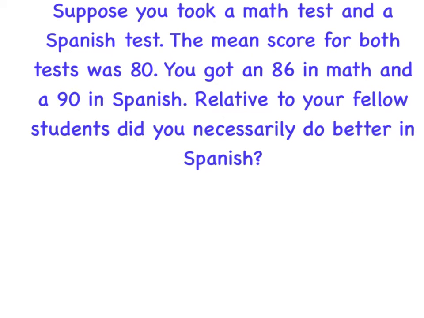Here's what I thought was a really neat scenario and question to get our thinking in the right frame of mind for tonight. It says, suppose you took both a math test and a Spanish test on the same day, and the average score for both of them was an 80. Well, you got an 86 on your math test and a 90 on your Spanish test. So I think right there, the assumption that we typically make is that you did a lot better in Spanish than you did on your math test that day. However, relative to your fellow classmates or your fellow students, did you necessarily do better in Spanish?